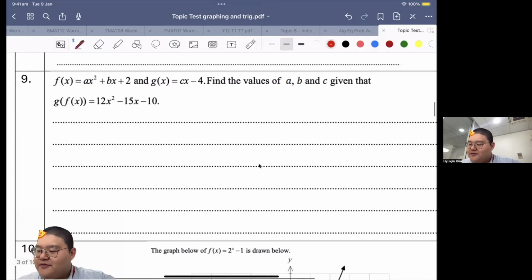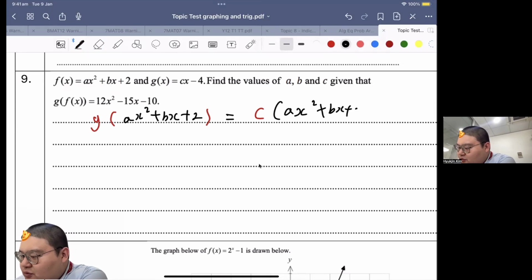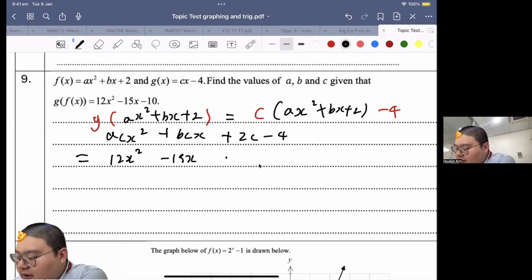Sorry. Now I have g of f of x means g of (ax squared plus bx plus 2). And this means I have c times (ax squared plus bx plus 2) minus 4. Okay, now I have acx squared plus bcx plus 2c minus 4. At this point, this should equal 12x squared minus 15x minus 10.